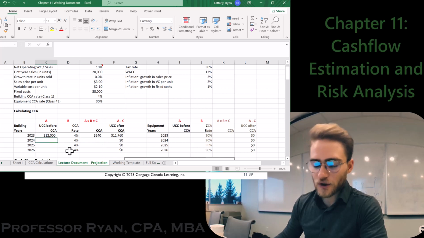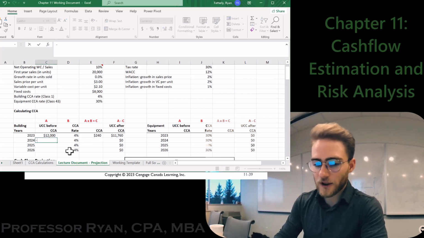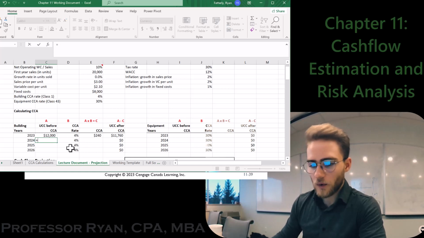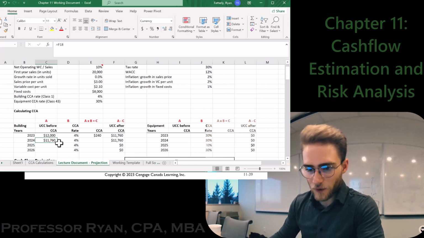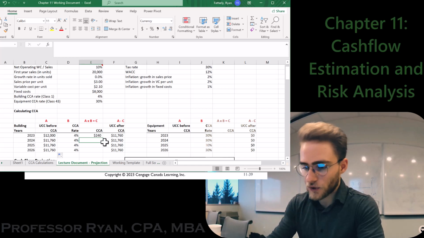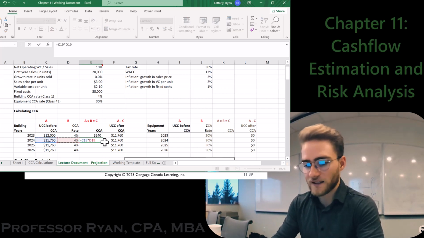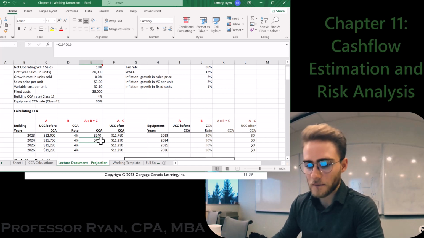My opening UCC, undepreciated capital cost, for 2024 will be my closing for 2023, right? I can just carry that formula all the way down. Then this will be multiplied by the full 4%, not half of it, because it's not the year of acquisition anymore. So now this is 470, and it slowly decreases over time.